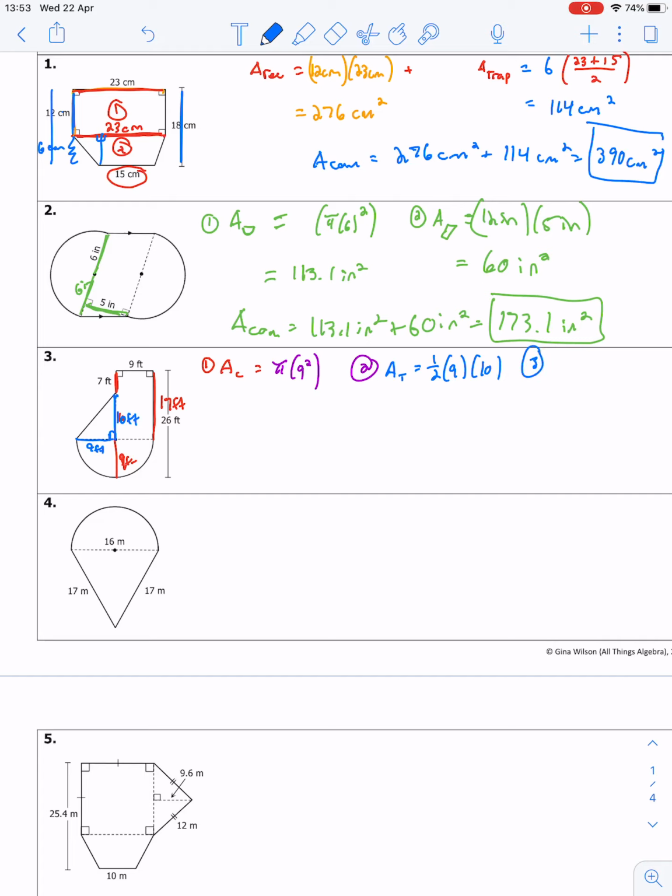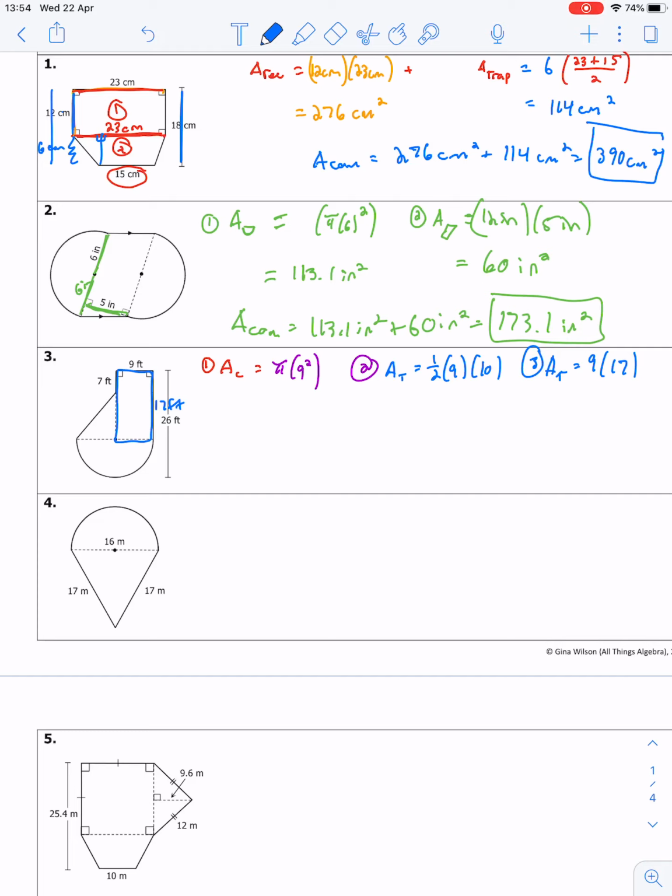Okay. Third one. Third one's the rectangle. Okay, we already got this. This is 17 feet. And the base is 9, so that's easy. Area of a rectangle is 9 times 17. So here we go. Let's put these together.